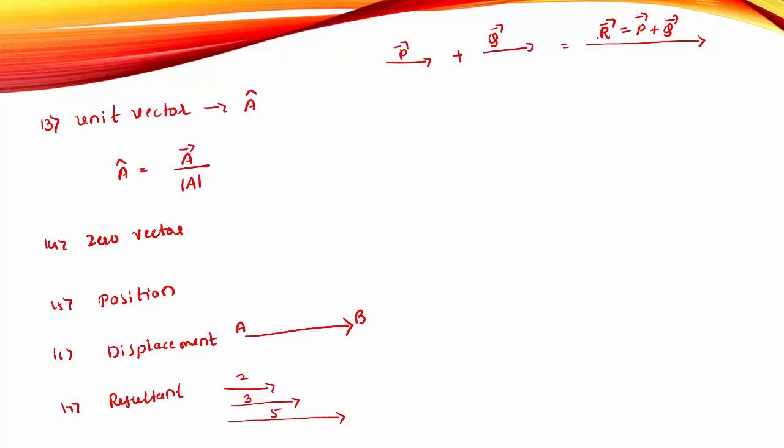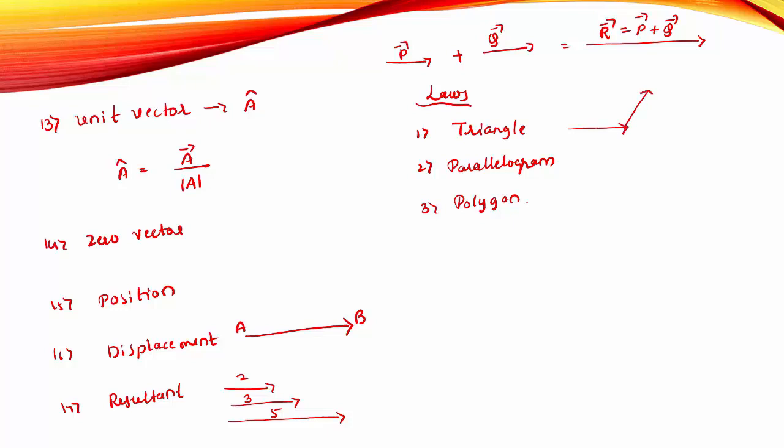Right? Then if the two vectors are inclined at some angle, then we can use the laws of vector addition. The first one is triangle law of vector addition, then parallelogram law of vector addition, and the third one is polygon law of vector addition. These 3 laws are very important. Triangle means we can consider two sides of a triangle, vector A and vector B. The resultant vector is given by the third side of the triangle in the opposite direction. This is vector R. This is the triangle law of vector addition.